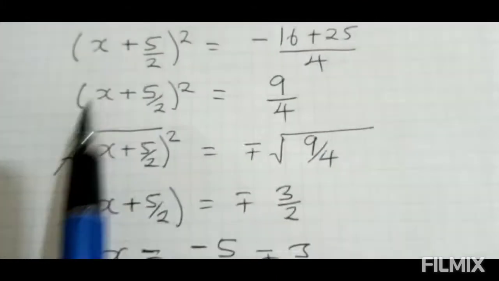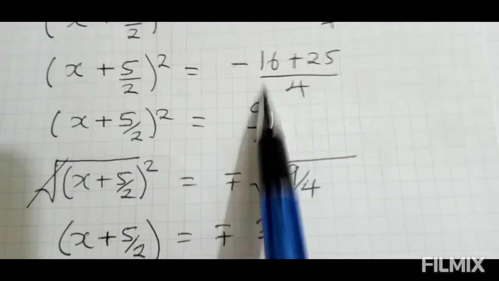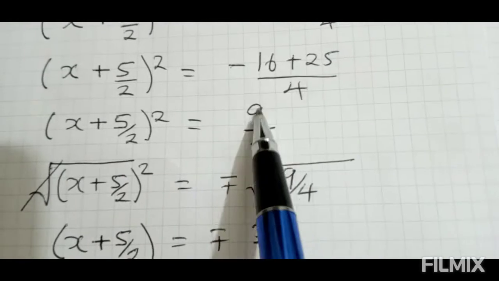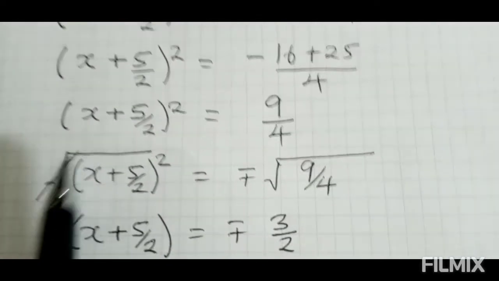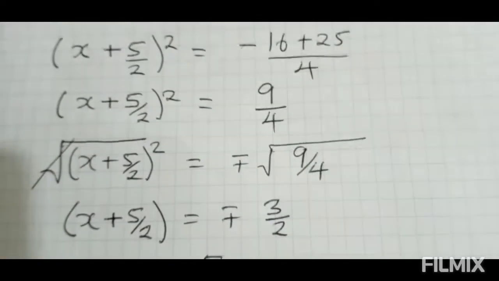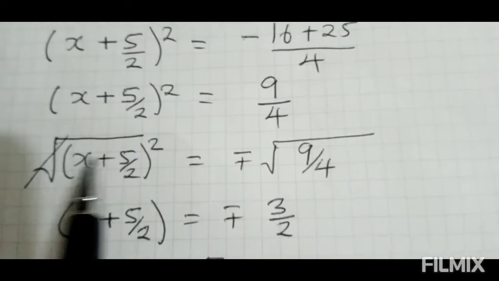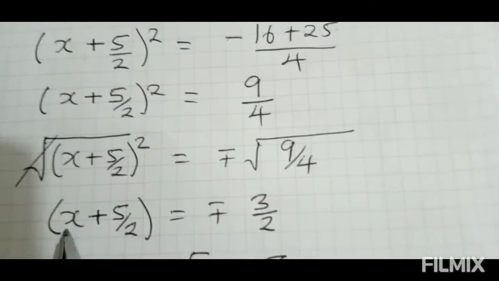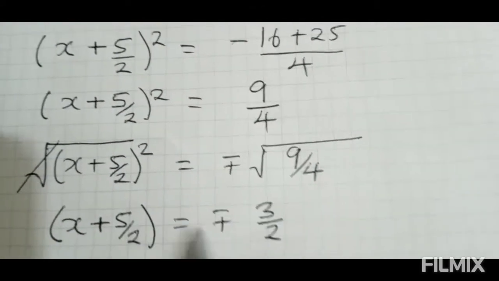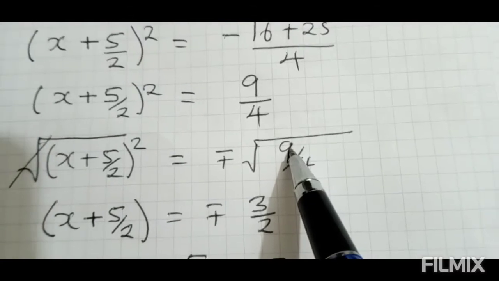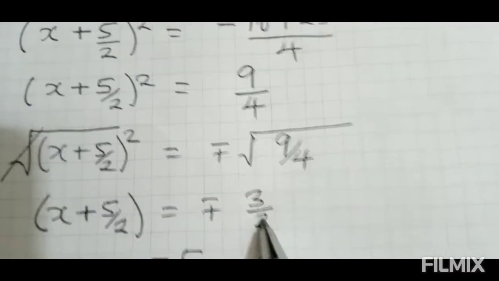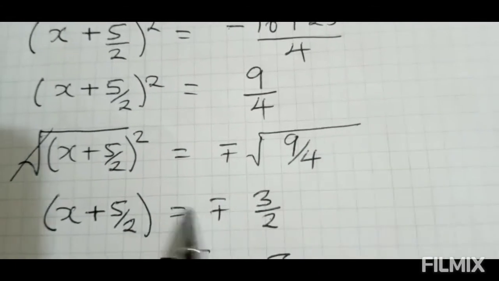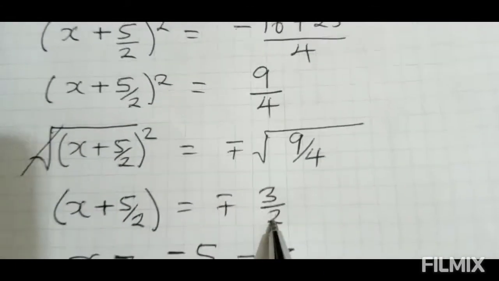So here we have 25 minus 16 is 9. Okay, so we have 9 over 4. So we apply the square root sign on both sides of the equation. So this one cancels, and of course we have x plus 5 over 2 is equal to what? The square root of 9 is 3, of 4 is 2. So x plus 5 over 2 is equal to minus or plus 3 over 2.